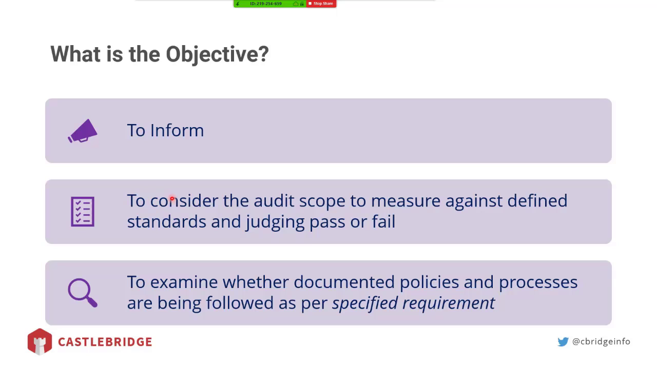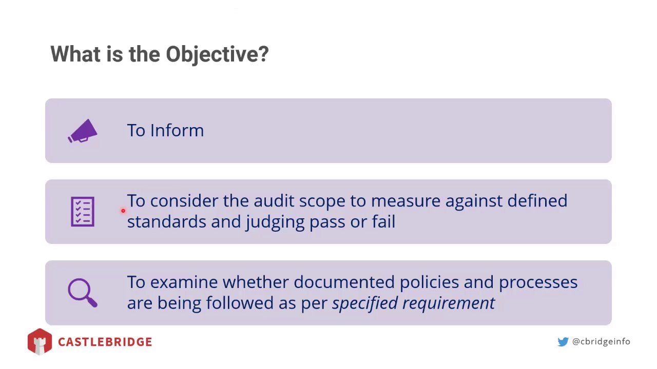The objective of an audit is to inform. And as part of informing, we need to be thinking about the scope of the audit. Because within an audit, yes, you can narrow the scope. You might want to focus on a particular area of the organization, a particular aspect of processing, or a particular third-party supplier and their involvement in your processing. And you are measuring against defined standards. And ultimately, it's a pass-fail judgment.